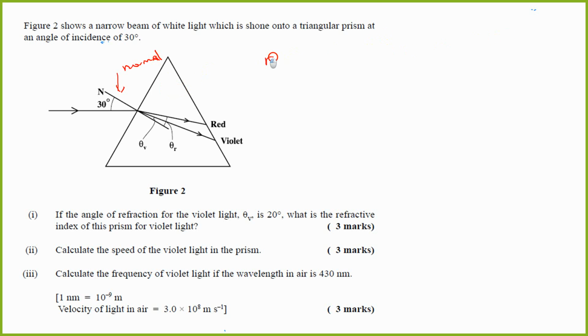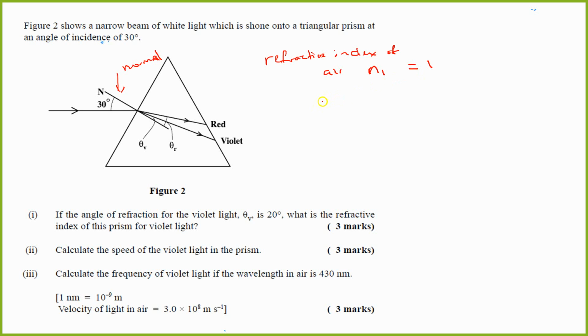Of what, sir? Air. Do you know the refractive index of air? No, sir. The refractive index of air is 1. That's the refractive index of air. It's 1. Always remember that.